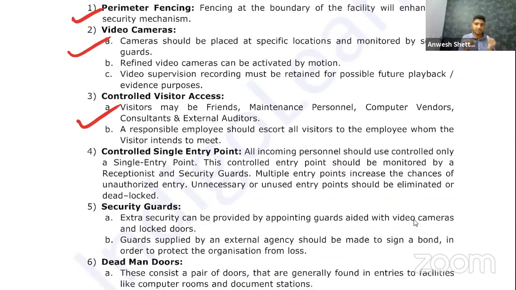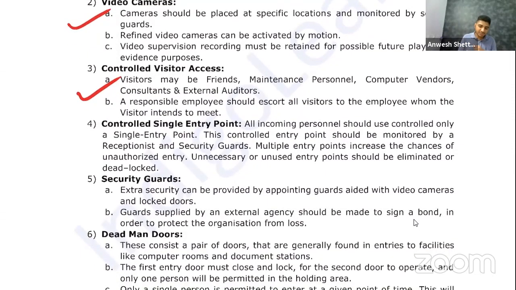The next one is controlled visitor access. If a patient is sleeping inside his ward, anybody cannot randomly walk inside. They will give you a pass, and only when you show that pass will they allow you to go inside. Correct? So there is controlled visitor access. And sometimes a responsible employee should escort all visitors.